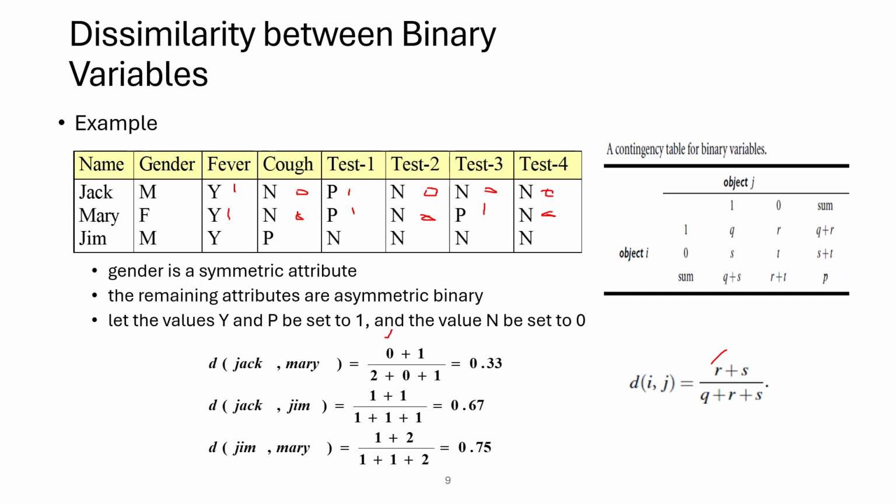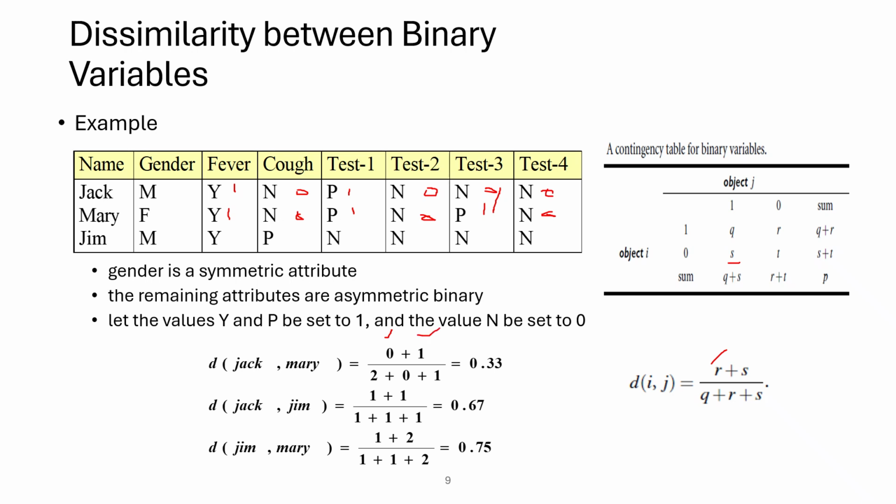R is 0. Now when you come to S, the object I should be 0 and the object J should be 1. So let us see: 1 1 0 0, 1 1 0 0, and I have one pair which is 0 and 1. Yes, I have one, 0 and 1.